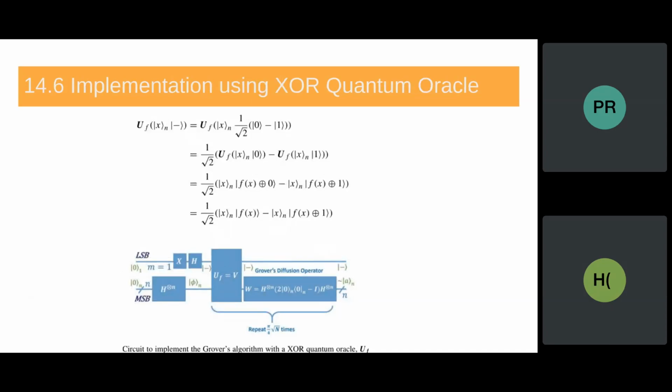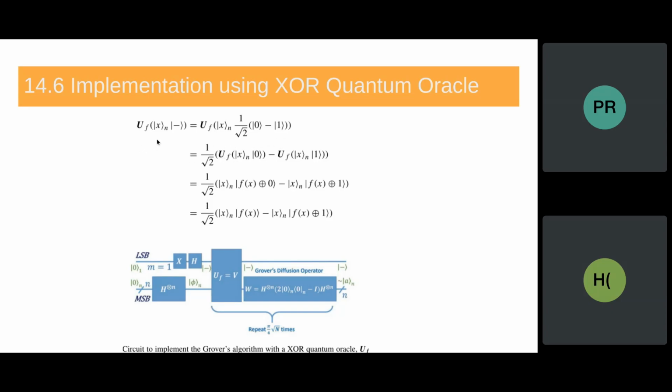So in this case, we have taken the LSB as m equal to 1 and the MSB as n. Essentially, we have taken n qubits here, and m is your output. So your measurement will be done at the m part of it. So here we take a circuit based on this formulation. So what have we done in this formulation?